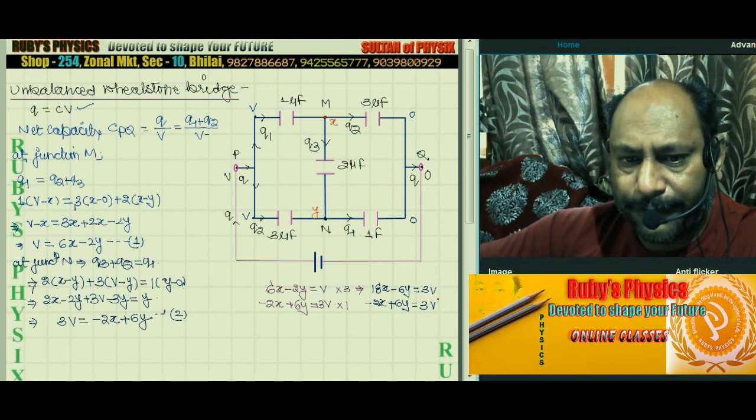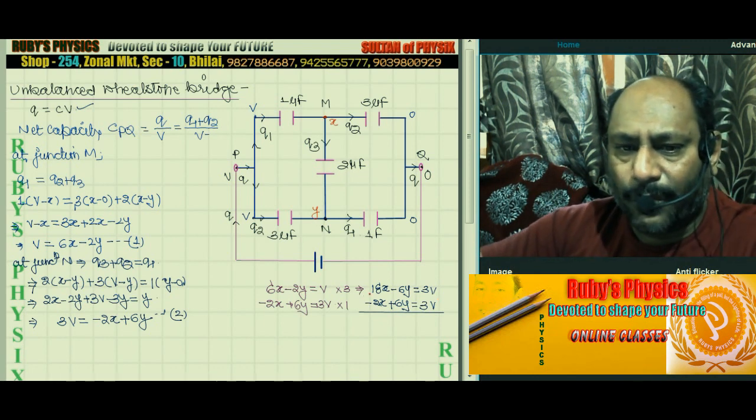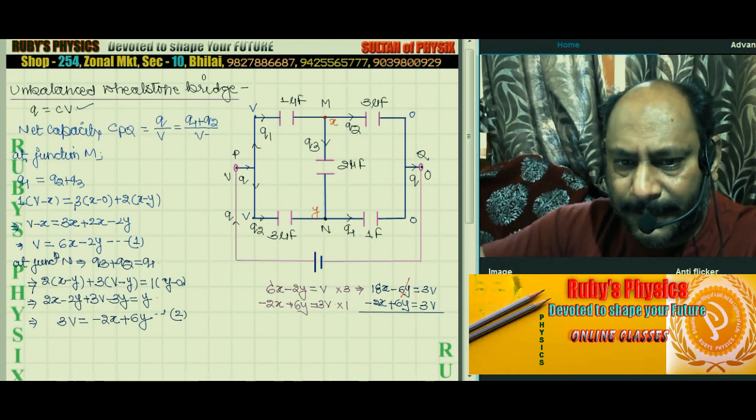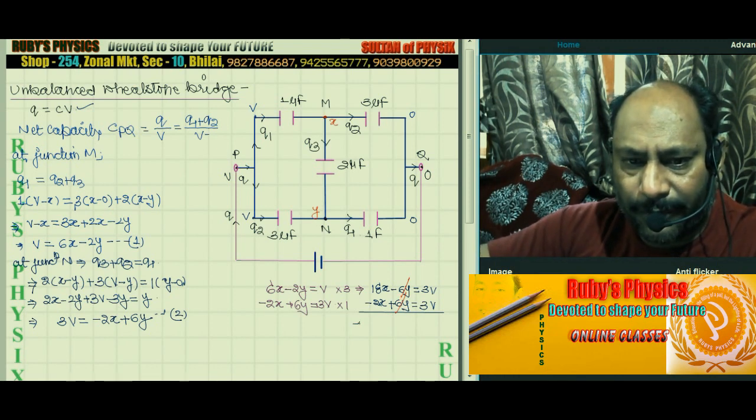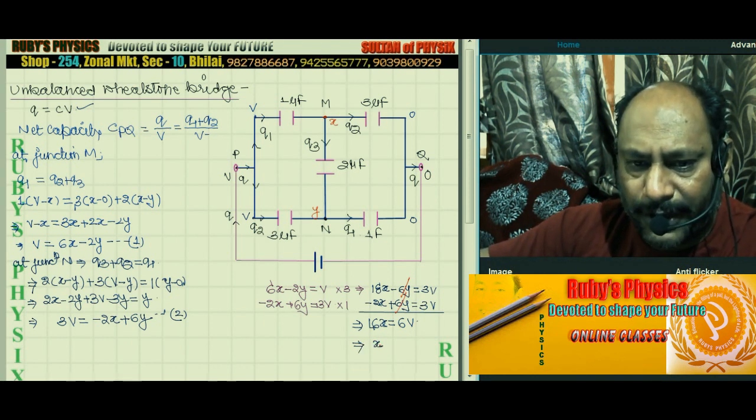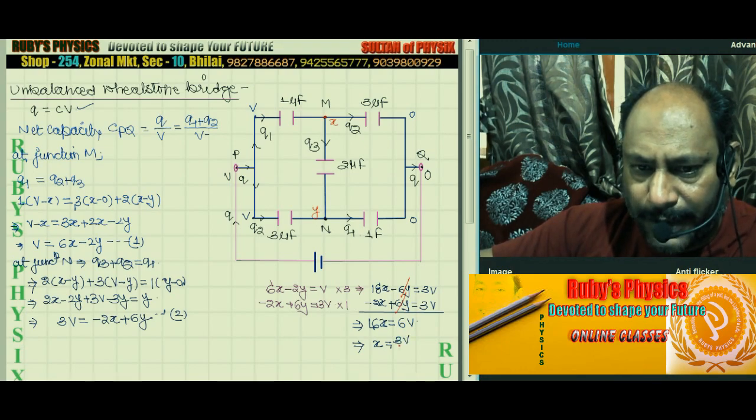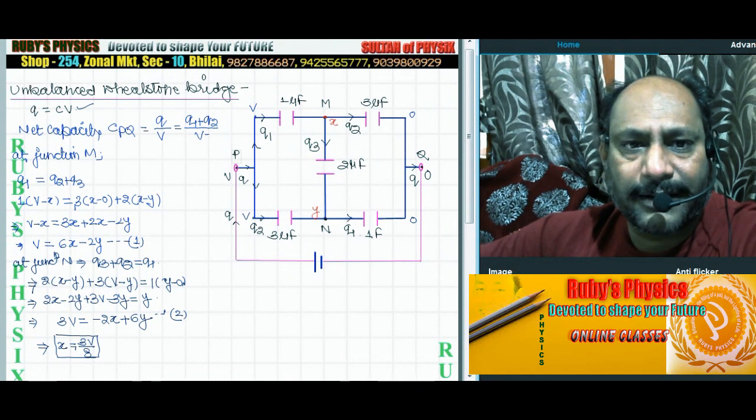So if we add, you are very much familiar with this coefficient equating process. 6y will be cancelled, and from here, 18 minus 2, that is 16x, will be equal to 6v. So can I obtain the value of x, that will be equal to 3v by 8.